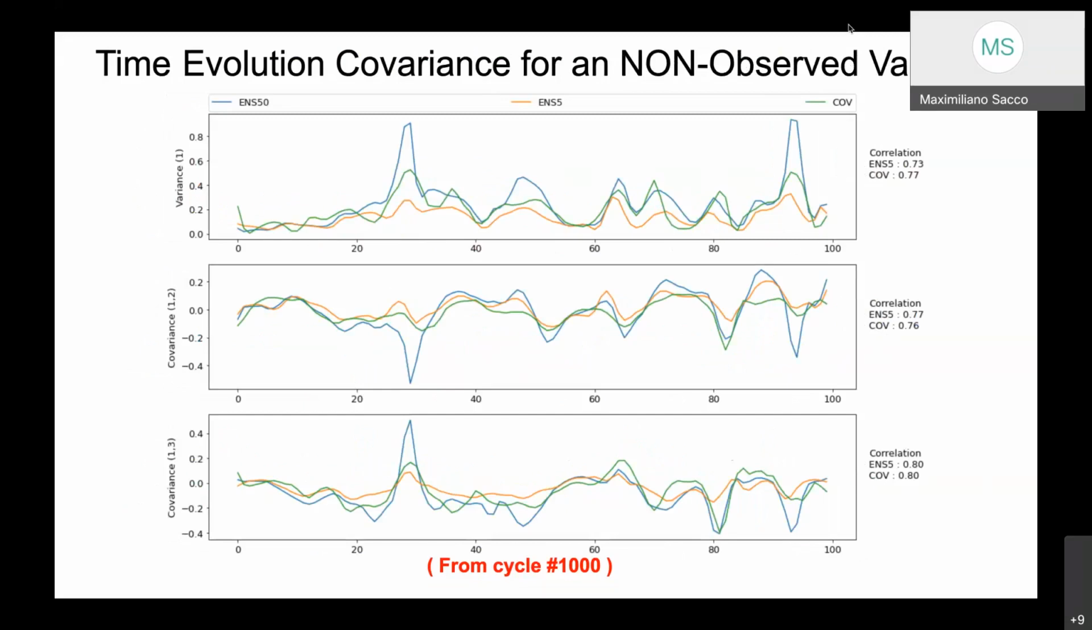The network appears to capture a large part of the variability, variance and covariance, and again we see a high correlation coefficient. But so far, we have made a qualitative analysis of the covariance obtained with this method. We are interested in knowing the performance of each method in the long assimilation cycle.